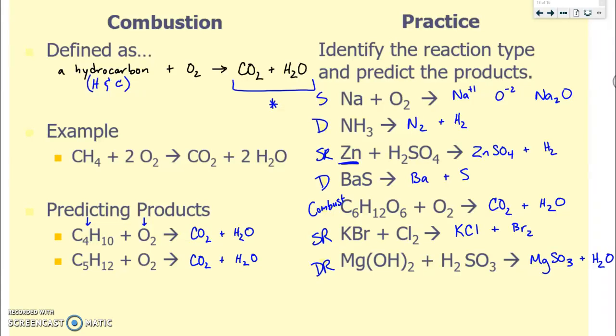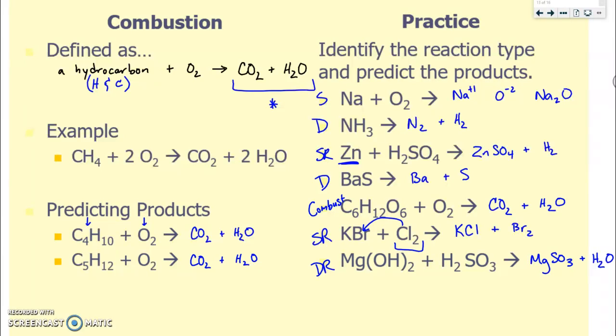The next one, again, is one thing, so it has to turn into 2. It's just going to break into Ba and S. They do not get 2s because they are not diatomic. The next one, the C6H12O6, is a hydrocarbon plus oxygen, so the products are CO2 and water. KBr and Cl2, again, we have somebody who's single, therefore it has to be single replacement. This time it's a non-metal, so the non-metal replaces the non-metal. Again, you cross your charges. And finally, the last one is double replacement because you have 2 compounds, and you have to switch your charges around to produce MgSO3 and water.